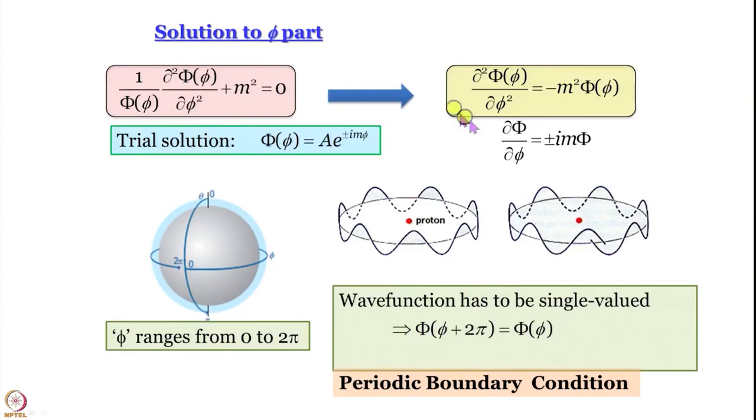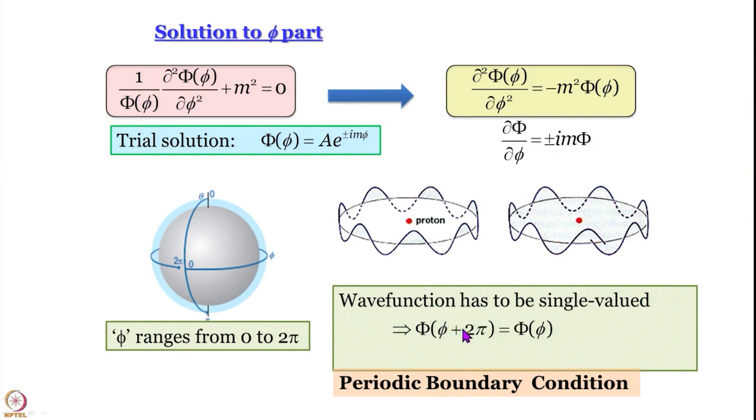So, solution to the phi part is known to us. We know that the solution is A multiplied by e to the power plus minus i m phi. Once again, here we use small m. And A is worked out in one of the tutorial problems, assignment problems, that turns out to be 1 by root over 2 pi. And then once again we use the periodic boundary condition. The wave function has to be single valued. So, you start from a particular value of phi, go around a full circle, come back to the same point, the wave function must have the same value once again, which means capital phi of phi is equal to capital phi of phi plus 2 pi.